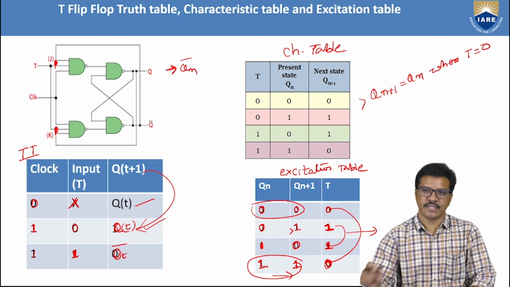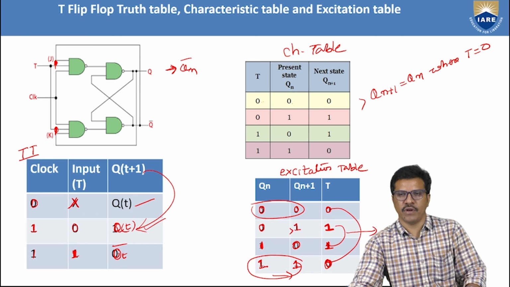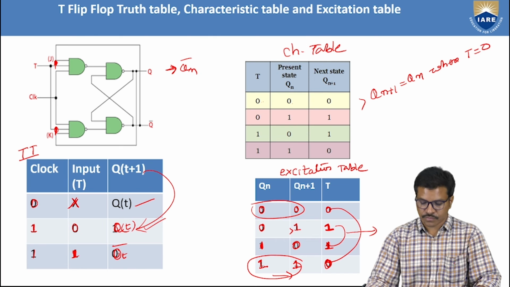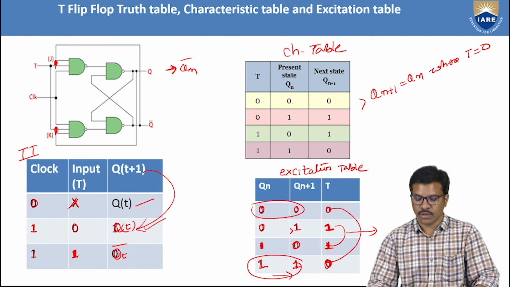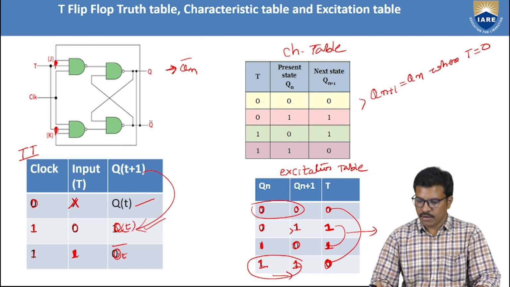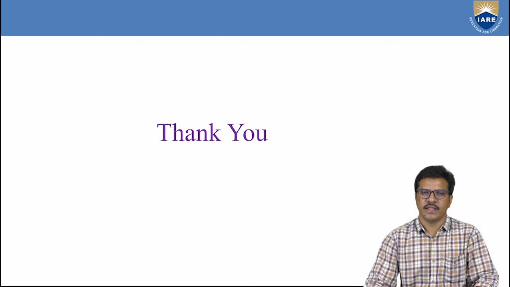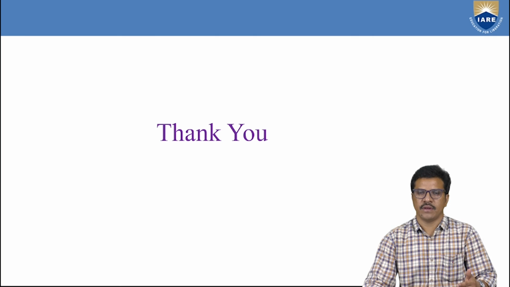So this excitation table for T flip-flop will help to convert from T to any other flip-flops. In this way we can get all the excitation tables. When we know the excitation tables, it will be easy to understand the conversion between flip-flops.